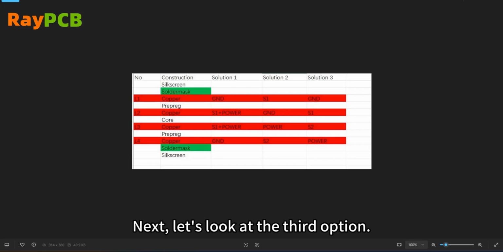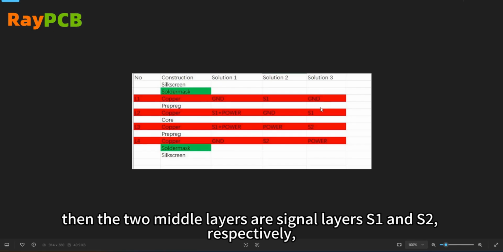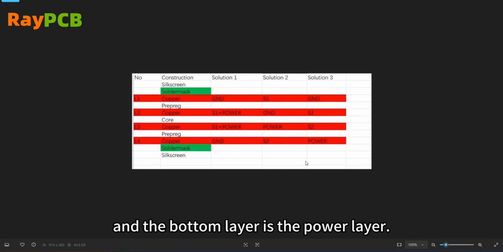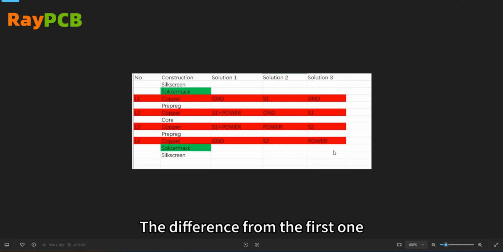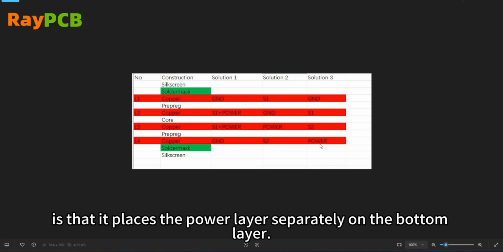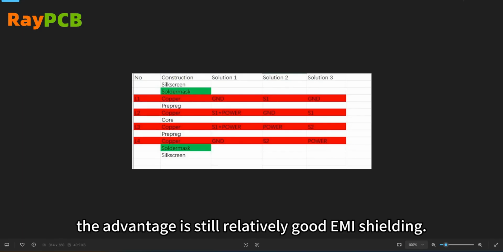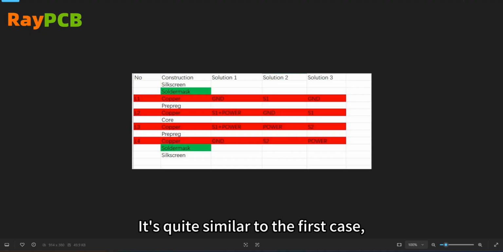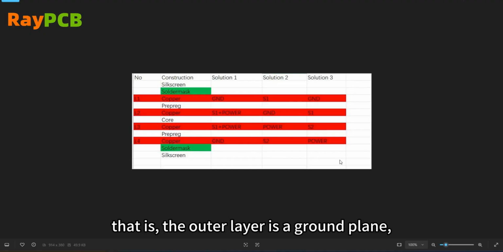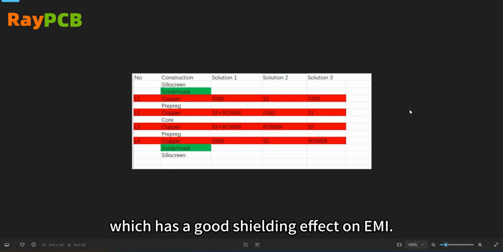Next, let's look at the third scheme. The first layer uses GND, the 2 middle layers are signal layers S1 and S2, and the bottom layer is the power layer. The difference from the first scheme is that the power layer is placed separately on the bottom layer. As for this scheme, its advantage is still relatively good EMI shielding, which is quite similar to the first case. The outer layers are ground planes, providing excellent EMI shielding.